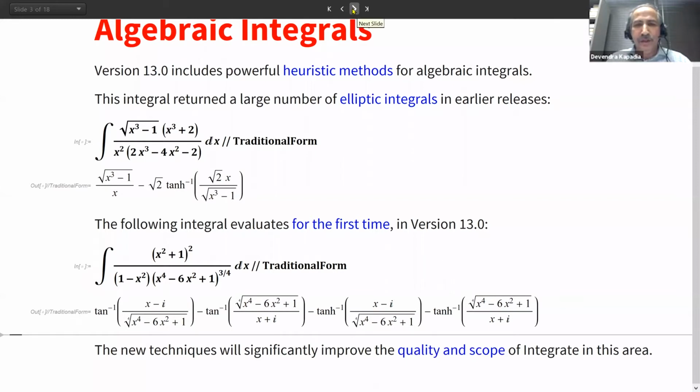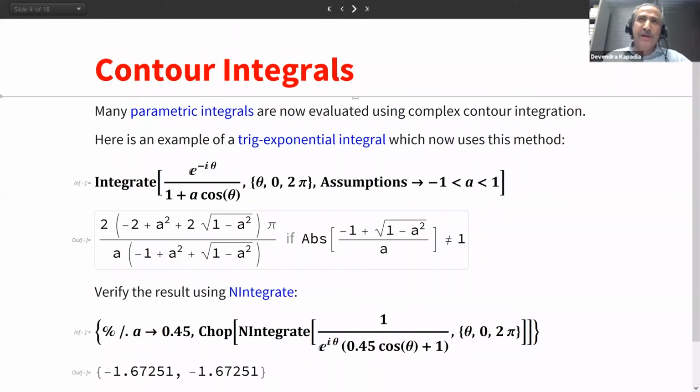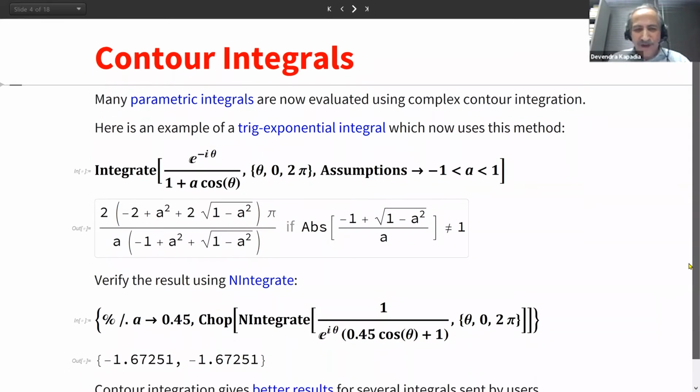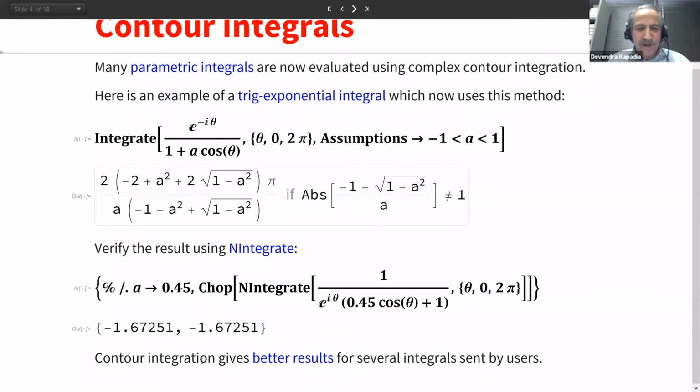Going on now to definite integration. Over a number of years, people have been telling us that we need to improve our definite integration in the following class, where you have trig-exponential integrals, and these integrals have always given not-so-satisfactory answers. So what we have done now is to implement a complex contour integration based method for this class of integrals. Here's an example which would give essentially a wrong answer in the earlier release, but now it does a beautiful job of giving back just the right answer. You compare with NIntegrate, and you get the agreement quite nicely.